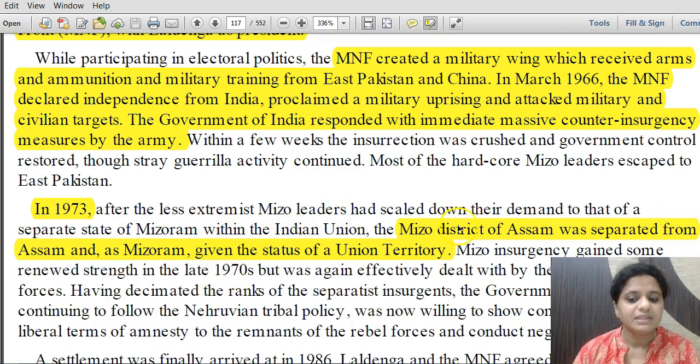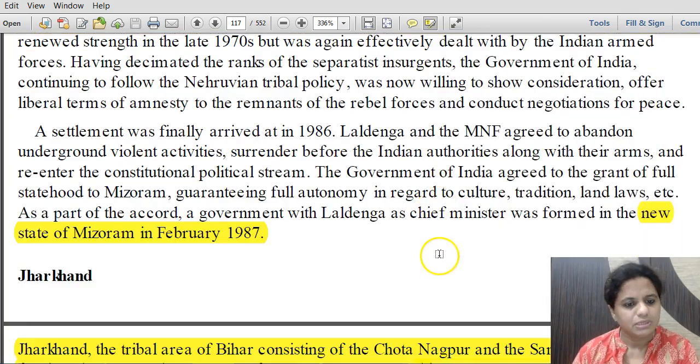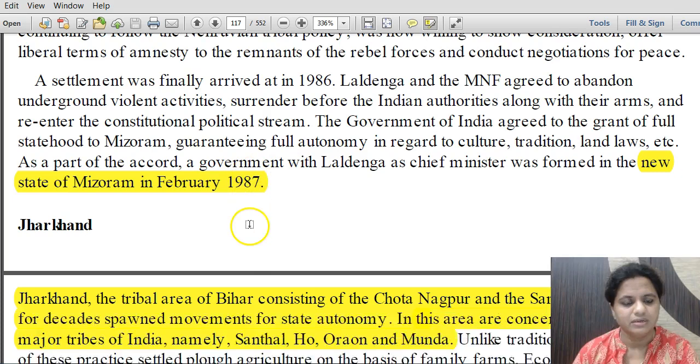And in 1973, Mizo district of Assam was separated from Assam and Mizoram was formed as a union territory. Eventually, Mizoram also became a state in 1987. So these were the two northeastern states, with tribal populations, where the issues finally have been resolved, though insurgent attacks still continue, as we see in the case of Nagaland.